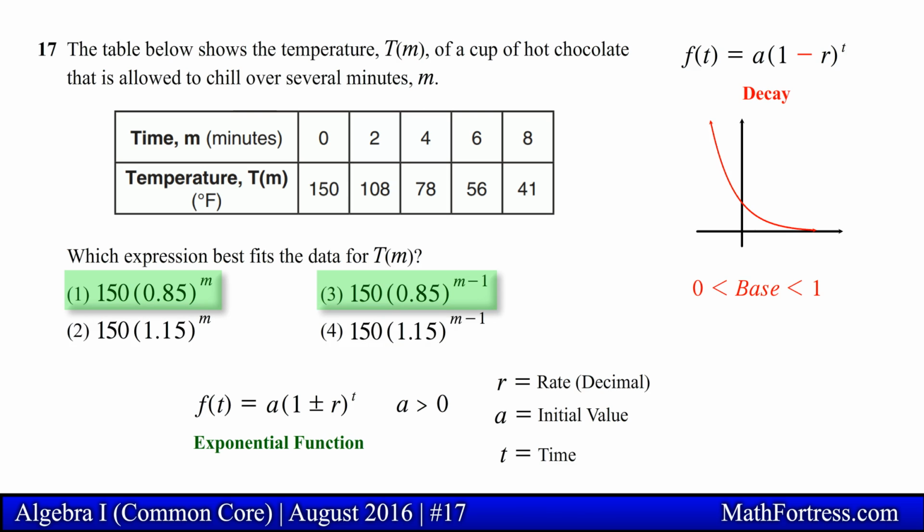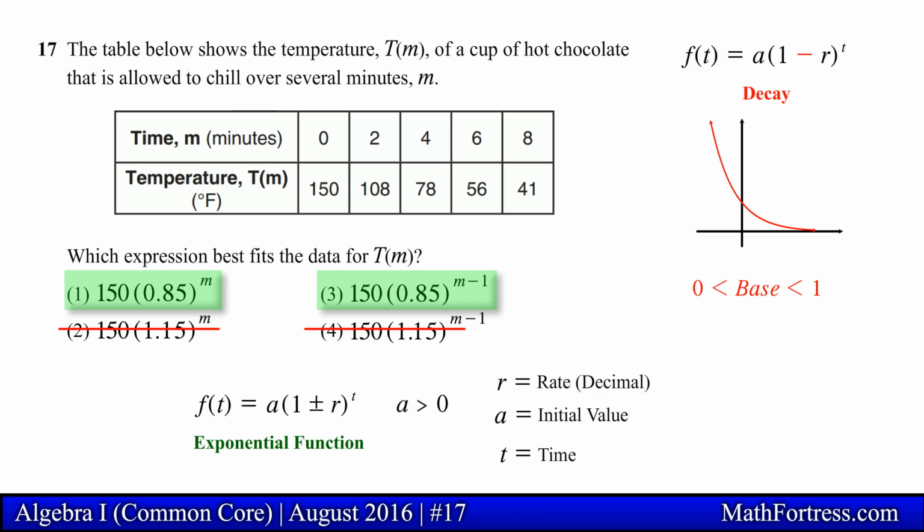The first and third options have a value of 0.85 for the base of the exponent, so these options represent exponential decay functions. Options 2 and 4 have a value of 1.15 for the base of the exponent, so these expressions represent exponential growth functions, so we can eliminate these two options. Now we need to determine which of the exponential decay functions best fits the data.